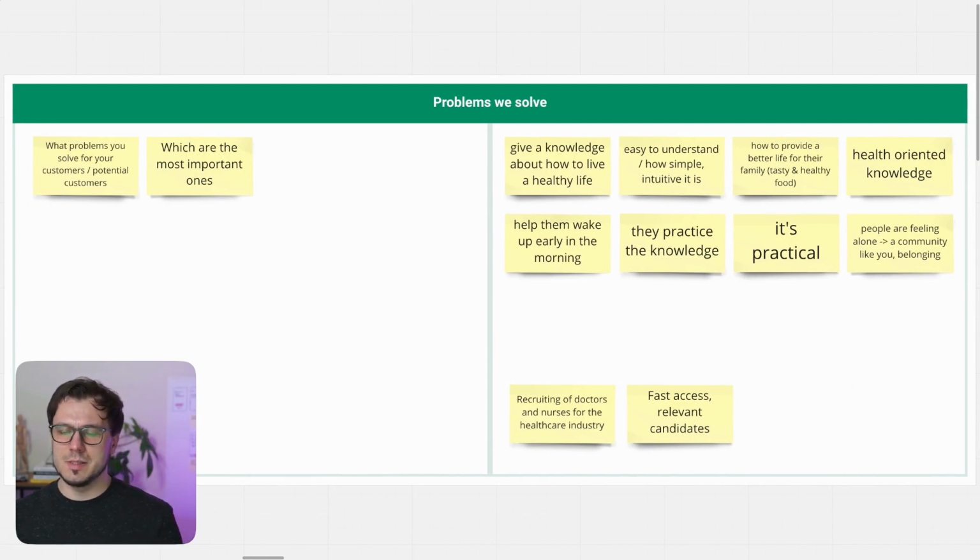And you can see some examples here on the screen. Give knowledge about how to live a healthy life, health-oriented knowledge, help them to wake up early in the morning. These were some of the problems that they wanted to solve for their clients. And from another project, they helped during recruiting of doctors and nurses for the healthcare industry, and they wanted to provide fast access to relevant candidates.